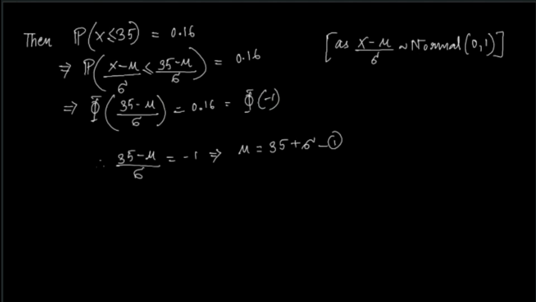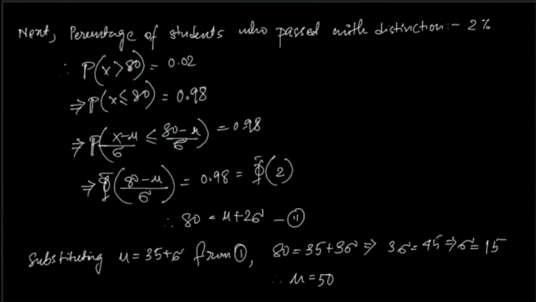So where do we get this second equation from? Remember, we have another statement where we have that you need to get more than 80% of the marks to pass with distinction. Remember, 2% of the students passed with distinction. So let's use that. So probability of x greater than 80 is 0.02. Take its complement. Probability of x less than or equal to 80 is 0.98.